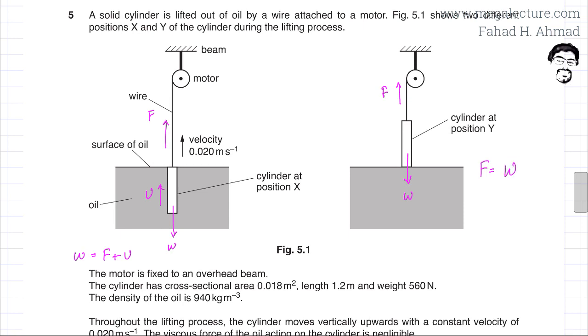The condition is that the forces must be in equilibrium, which means the cylinder must be moving with no overall acceleration. If there is overall acceleration, that means there's going to be a net resultant force. So over here, the velocity is given as constant, and over here, I think the velocity is also given as constant. Let's read the question further and figure that out.